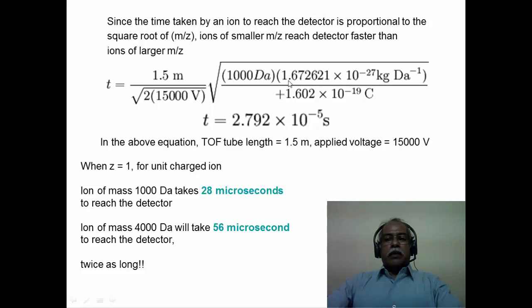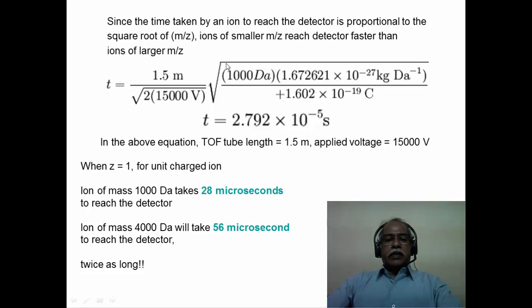So let us say, for example, a mass of 1000 Dalton is given. This is the atomic mass unit in kilograms, in other words, kilograms per Dalton. 1.67 times 10 to the power minus 27 kilogram per Dalton is the atomic mass unit, and this is the Coulombic charge, 1.602 times 10 to the power minus 19, the charge on an electron. That corresponds to a monopositive charge for that particular ion. And a voltage of about 15,000 volts is what is used for the acceleration of the ions, the kinetic energy producing voltage. The flight tube has a length of about 1.5 meters. So these are essentially constant as far as the measurement is concerned, which corresponds to the K.